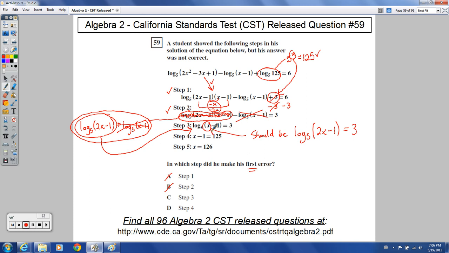But this right here should have been a 2x and not a single x. So step 3 is definitely the correct choice. Choice C for number 59.